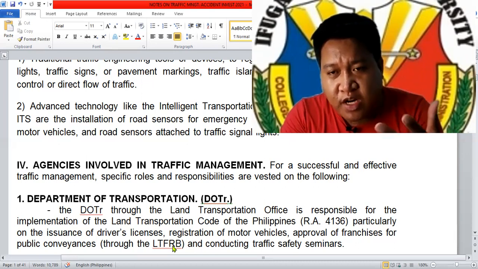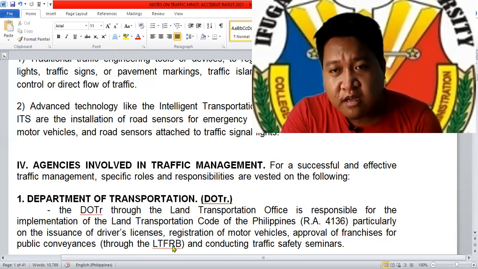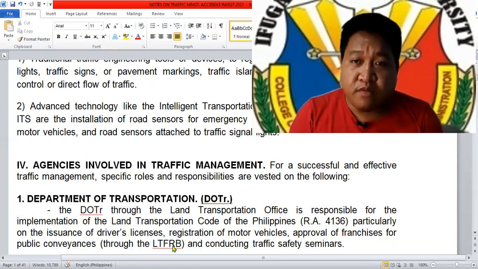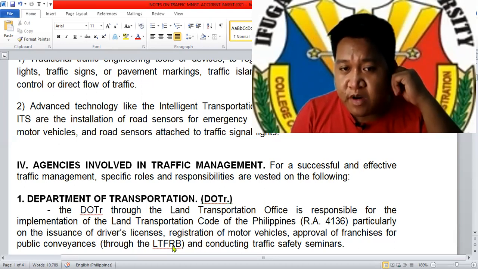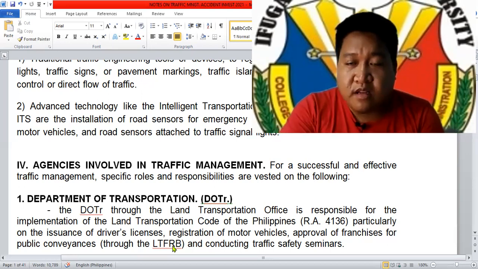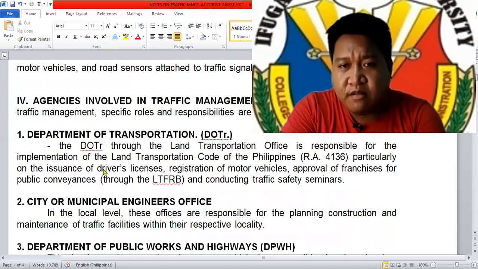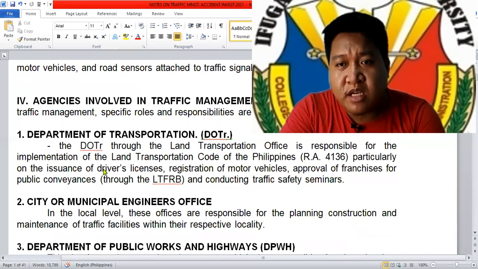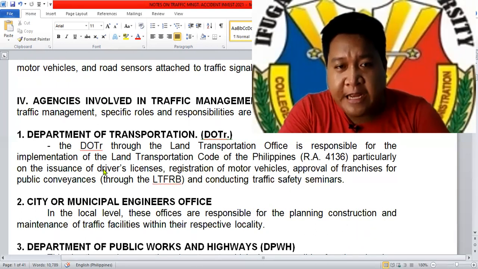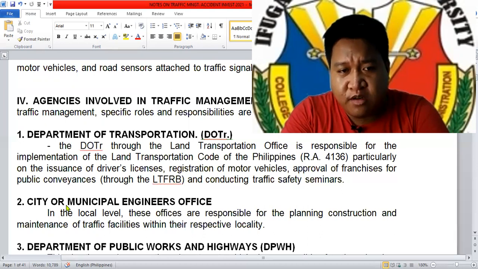So aside from regulating policies, they also provide permits or franchises. Kaya ang mga sasakyan na public transportation, ang tawag ngayon sa public transportation is for hire vehicles. So pag ang sasakyan mo is for hire, you have to get a franchise, a permit from the Land Transportation Franchising and Regulatory Board. So do not forget that. So yan ang primary agency. But again, the Department of Transportation will not be successful if it will only work alone. Next, on the ground, we have the city or municipal engineer's office.